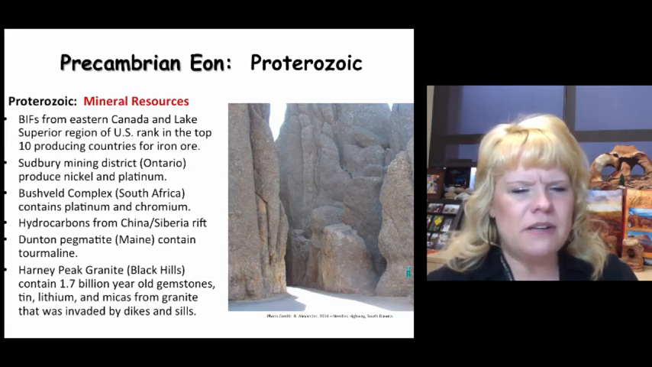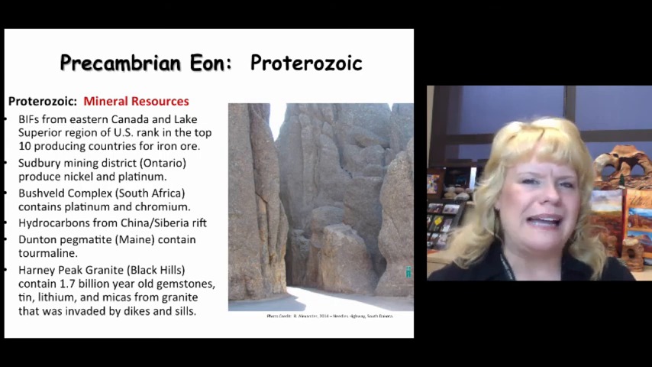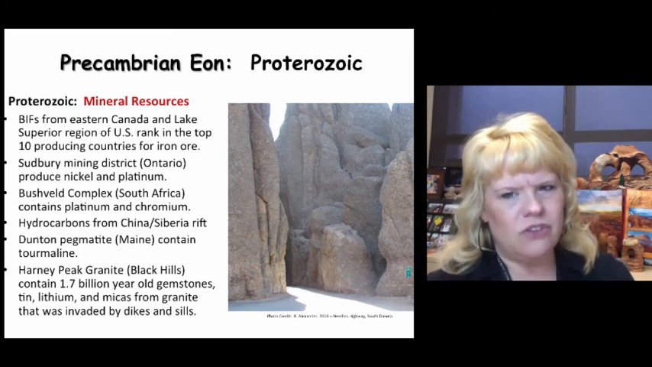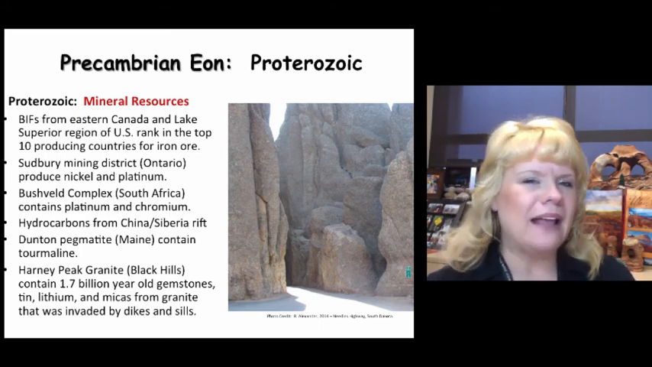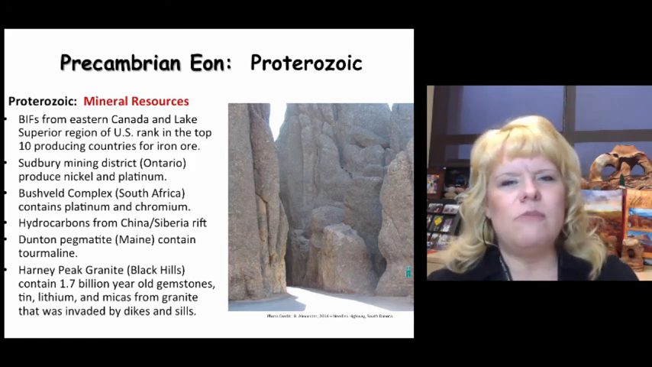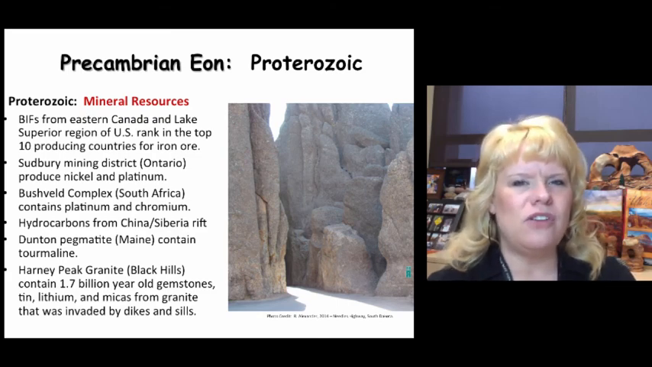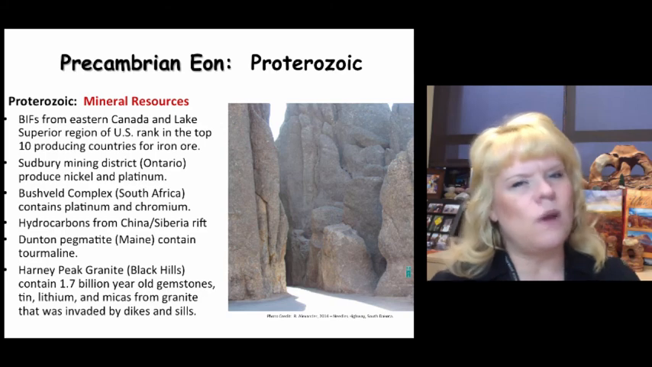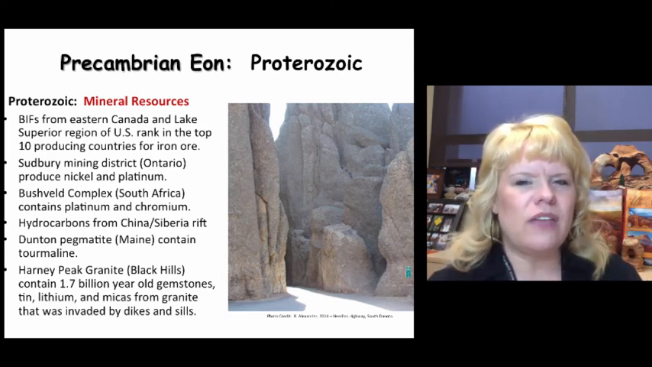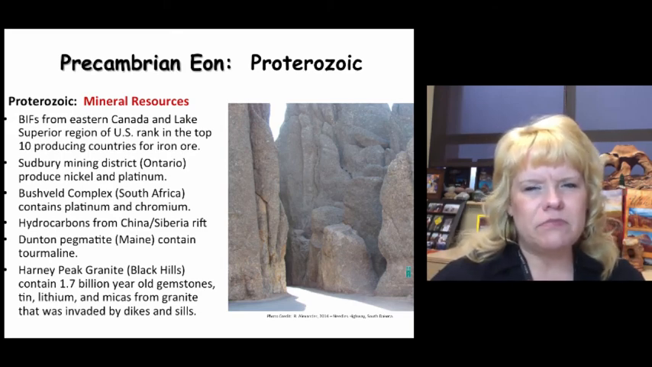The Dunton pegmatite in Maine contains a very precious utilized mineral called tourmaline. The Harney Peak granite, which you're seeing in this photo to the right, is found in the Black Hills, South Dakota, right where Mount Rushmore is located. It has a number of precious metals, gemstones, and very useful granite that is very strong and tough, that dates back to 1.7 billion years in age. So we're going to take a look at this particular outcrop and explain its significance.